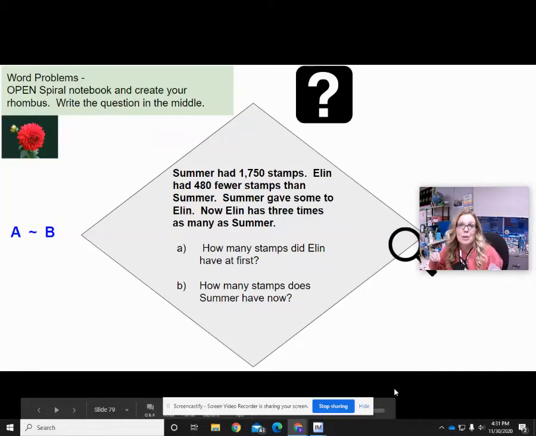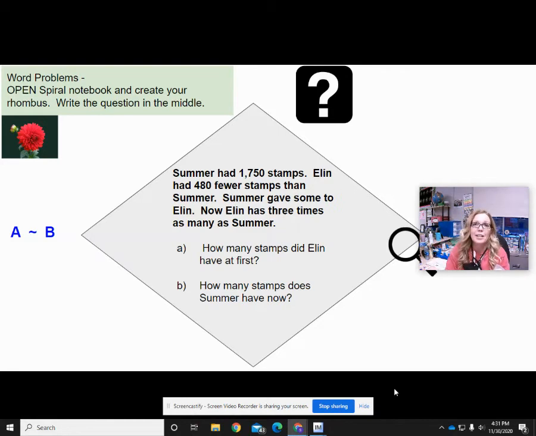This is where the word problems get really challenging, right? So we want to set up our problems with our icons because it helps us stay organized. And again, if you write these in your spiral notebook, we can use them on a test. So hopefully they will be helpful to you.